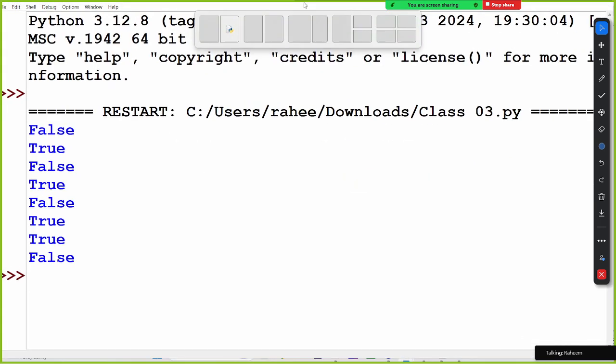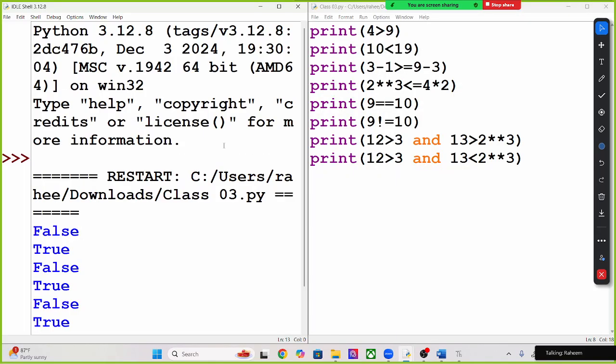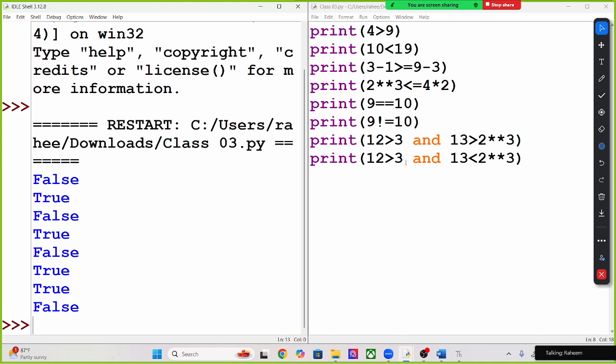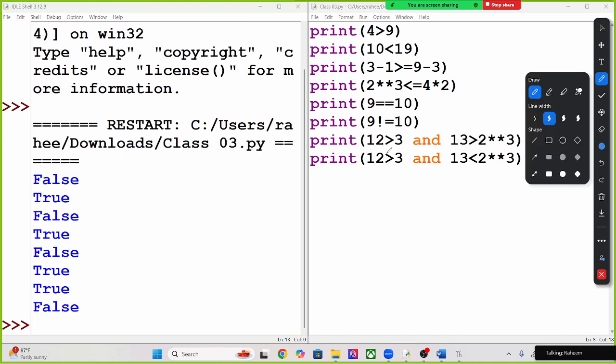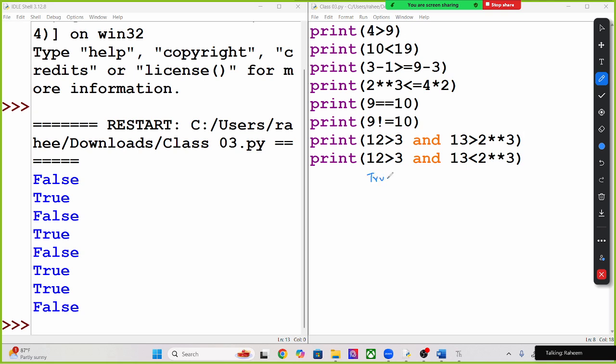The last one is false. Why? The reason is I have changed the sign, right? Now 12 greater than 3, yes, true. And 13 smaller than 2 to the power 3, which is 8. 13 smaller than 8, no, then false. Then true and false: true is 1, false is 0, and 1 multiplied by 0 is 0. Then 0 is false. So the answer is false.